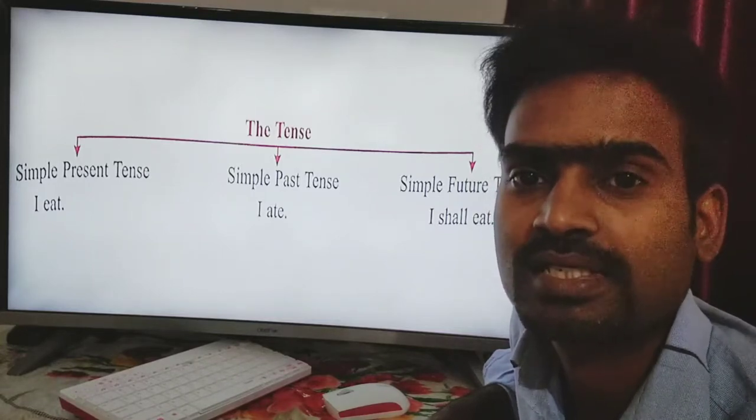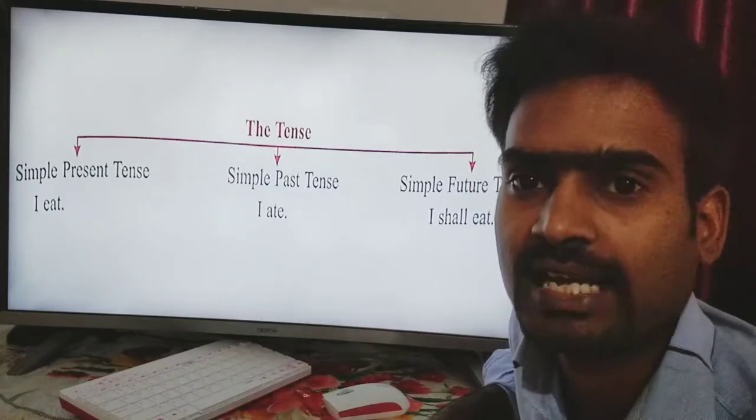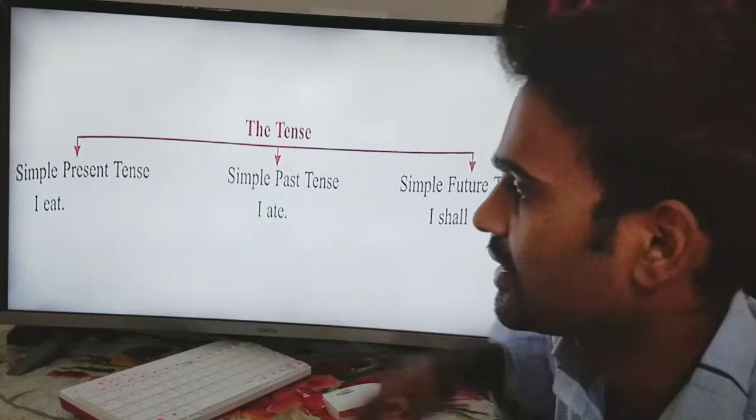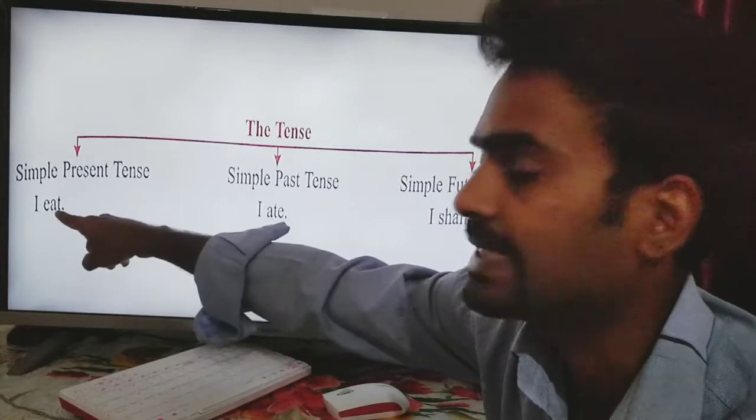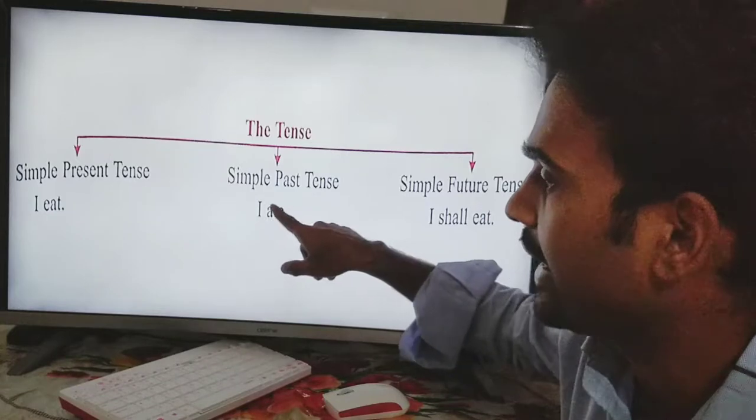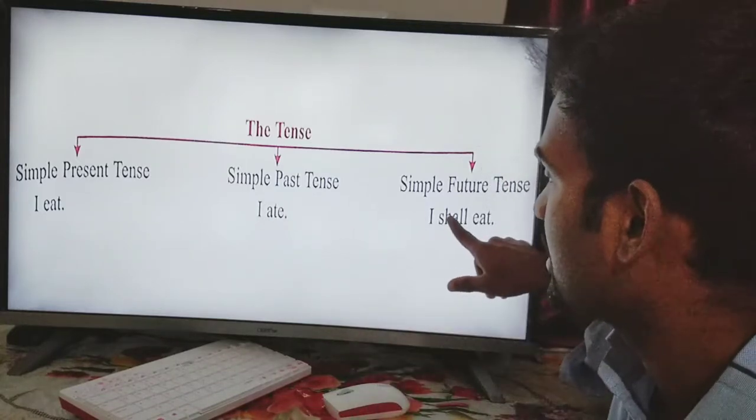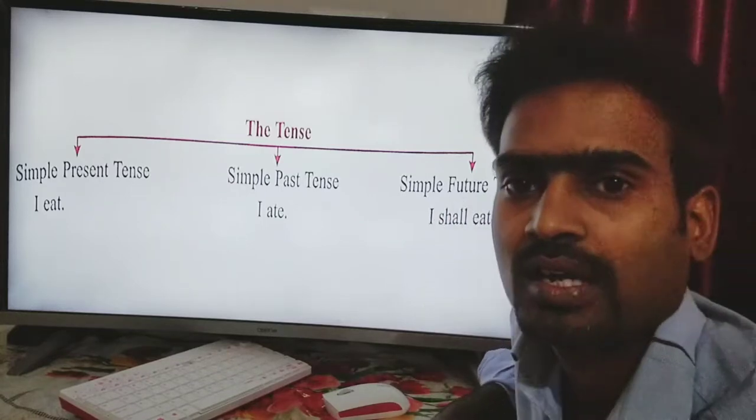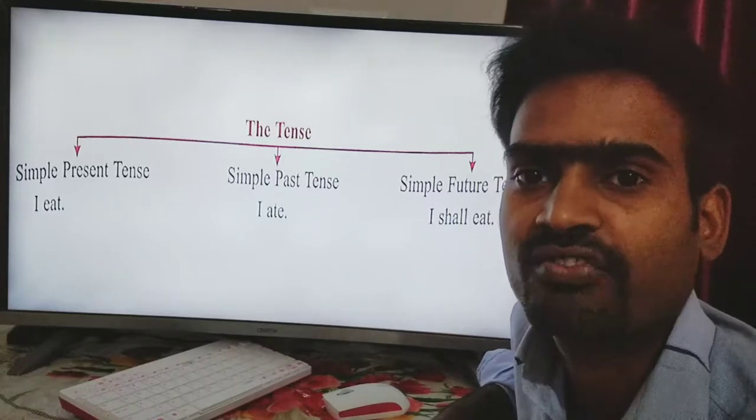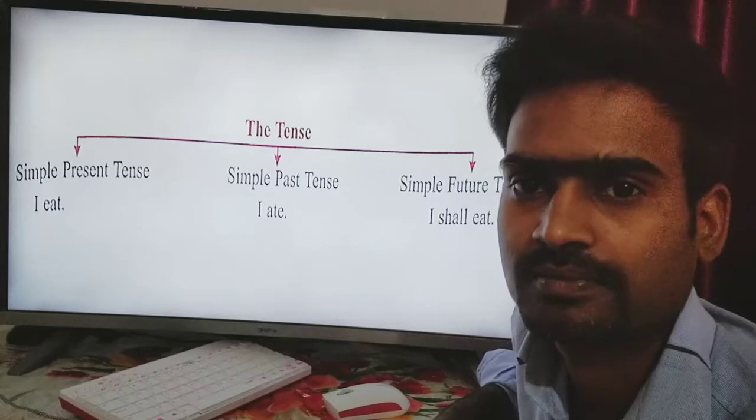When we speak about tense, it mainly speaks about time. Which time? That's what we learned in the previous class. See here, the simple verb I eat changes into past, I ate. And when we speak about future, I shall eat. According to the time and place, the verb meaning will change and the verb formation also will change. For that, we have to learn the verbs, right?